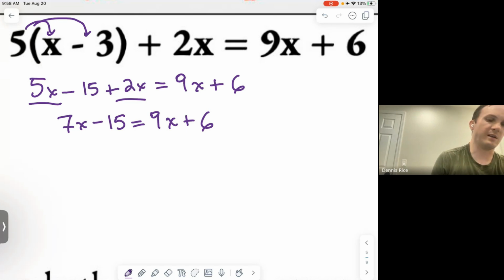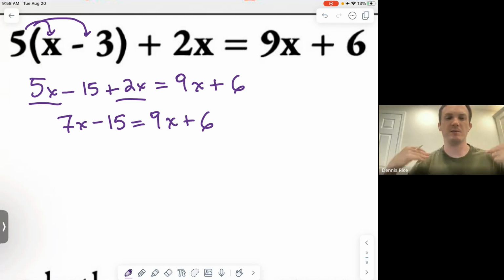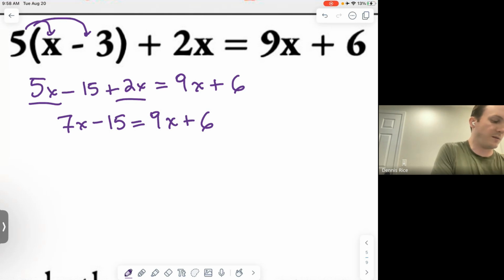Some people will say, just to give you some sort of direction, move the variable to the side with the larger coefficient. So for example, if I have a 7 and a 9, I'm going to move it to the 9 side. But it doesn't matter. You just deal with negatives if you move the 9 to the 7. Maybe some people just don't want to deal with negatives, and that's why they follow that rule. So I'll go ahead and do that.